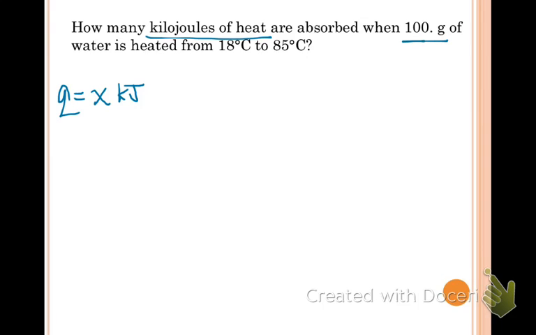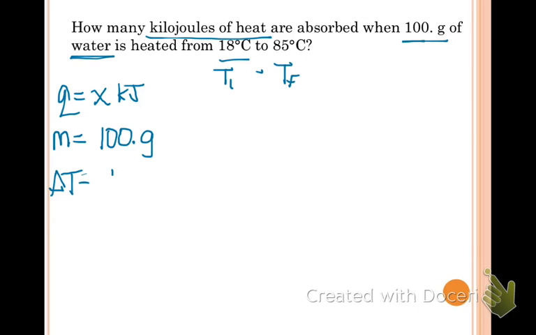It says 100 grams of water, so we know grams is a unit for mass, so we'll go ahead and write 100. Make sure that decimal point goes in there for proper sig figs. We know it's water, and we know that we're dealing with temperature, so we have the initial and then the final. It's going from 18 degrees Celsius, which is the initial temperature, to 85 degrees Celsius, which is the final temperature. So if we want to do delta T, it's the final, which is 85, minus the initial, which is 18. And you can go ahead and figure that out right now.